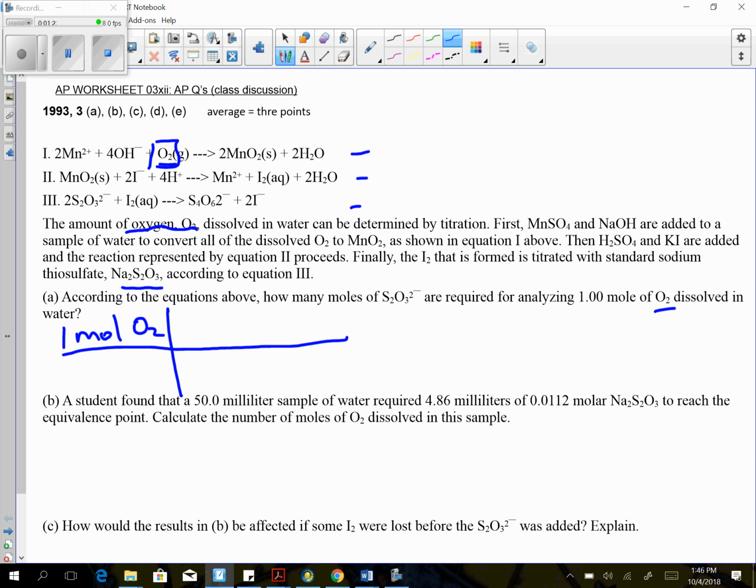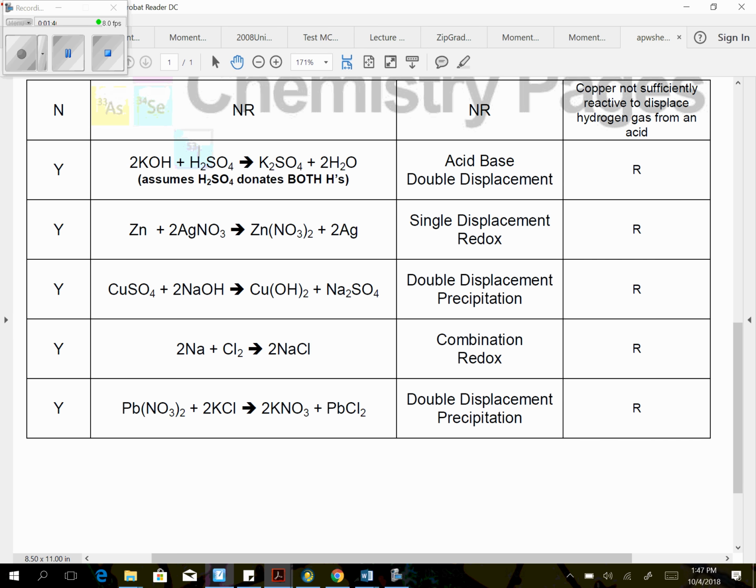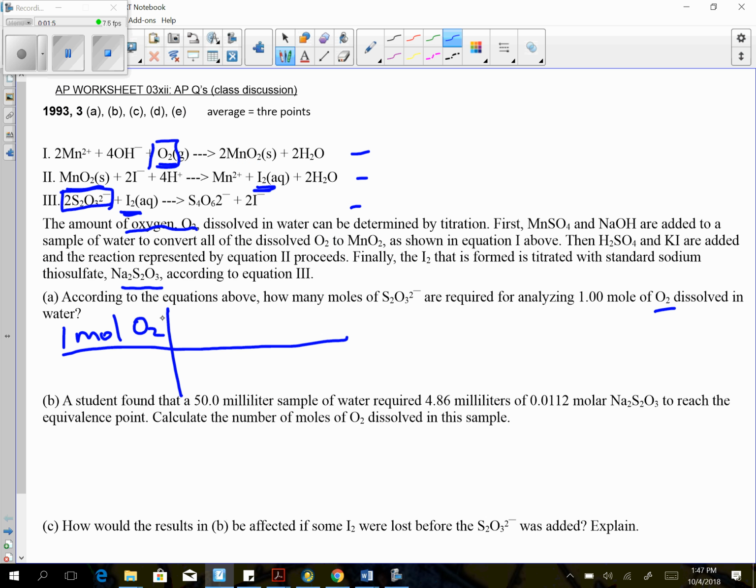and then in the next reaction, you want to know how much of the thiosulfate you need. What does the thiosulfate react with? It reacts with the iodine. And if we work backwards, the iodine is produced in this reaction from the manganese dioxide that's formed in the first reaction. Okay. So for every 1 mole of oxygen, we form 2 moles of the manganese dioxide.